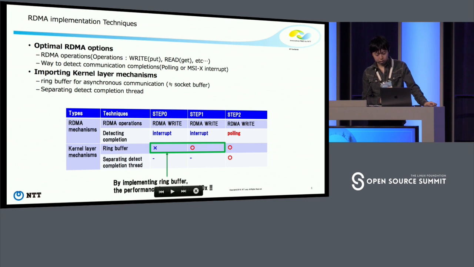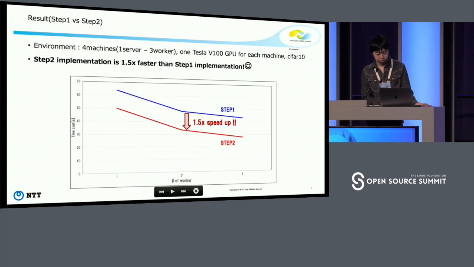I want to emphasize that the third and fourth techniques are important. RDMA can bypass the kernel layer, so RDMA can reduce kernel to user memory copy, but RDMA also bypasses the tunings for TCP/IP. So programmers should implement several kernel layer tunings in user programs. It is very important, I think.